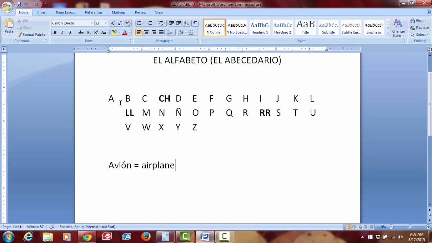Okay, la letra B. It makes the sound B pretty much like in English, but a little bit softer, like in the word bota, which means boot.